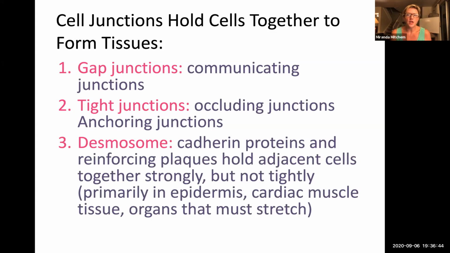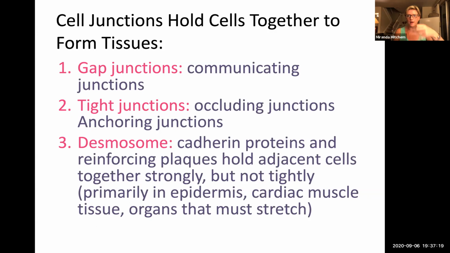And then we have another type of junction called a desmosome. And these are made up of a protein called cadherin. And these are found in certain tissues more than others. So we see these in the heart muscle specifically, but they're also found in our skin and other organs. The characteristic of the desmosome is it's a very tight junction to adhere two cells to each other, but it stretches.